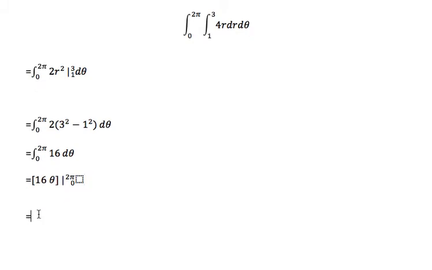So we're going to plug it in. So 16 times 2 pi minus 0 is going to equal 32 pi. And that is what we evaluated.